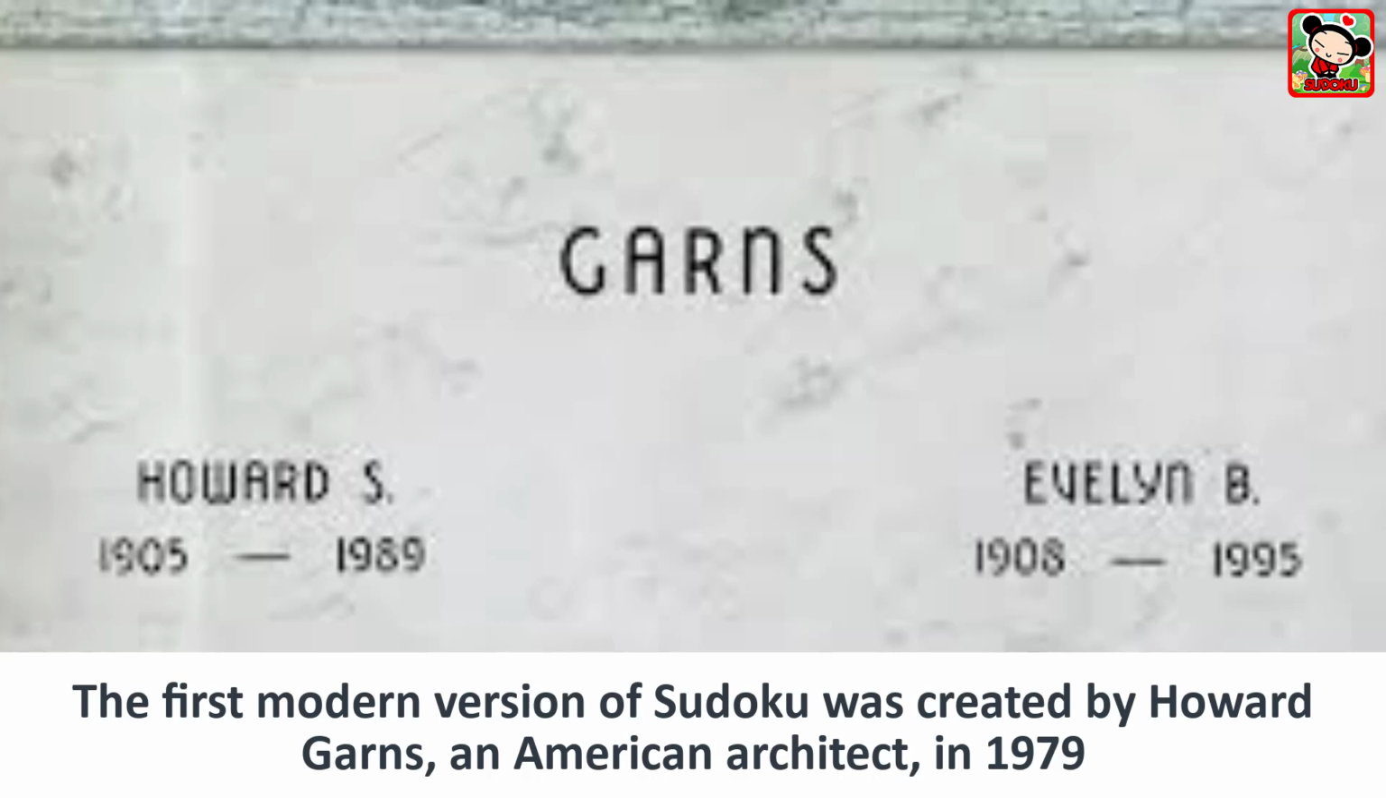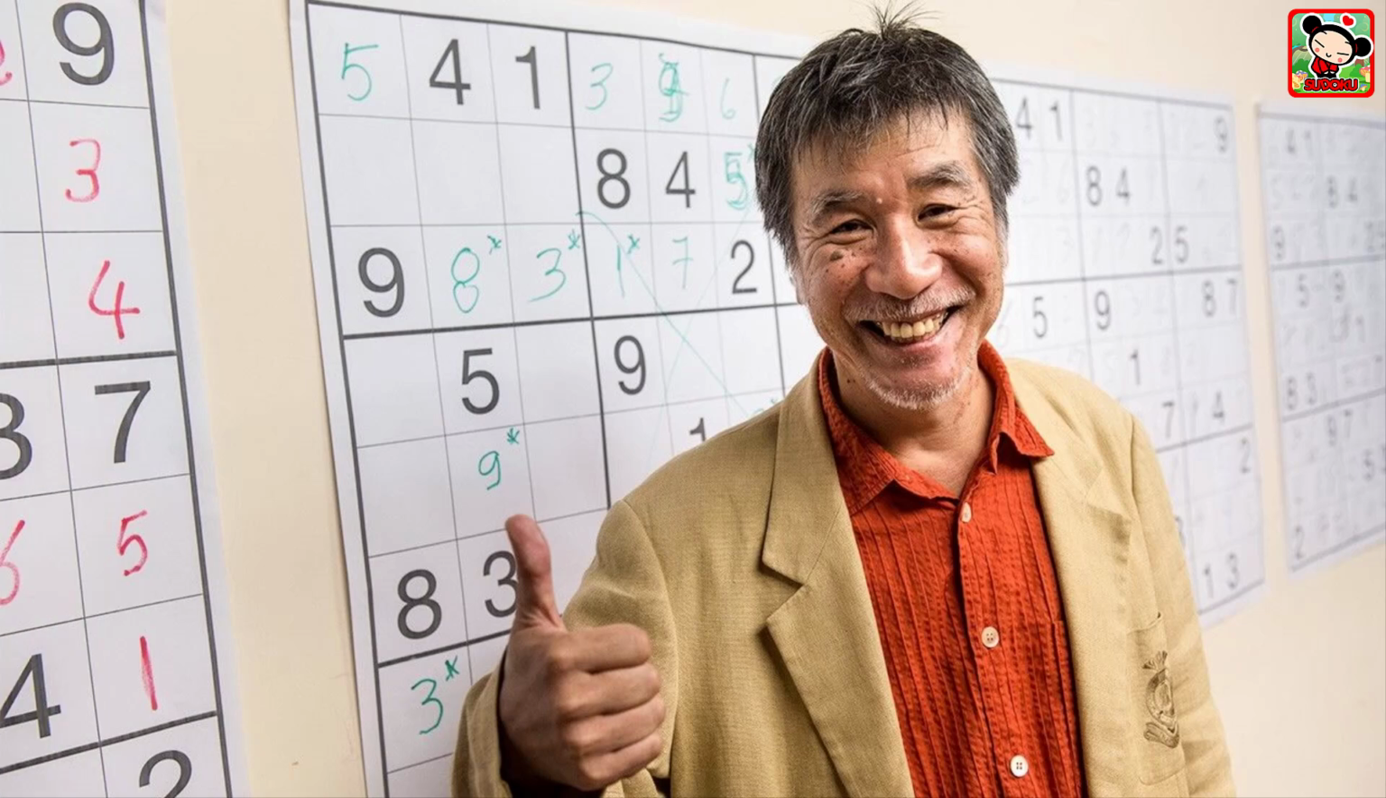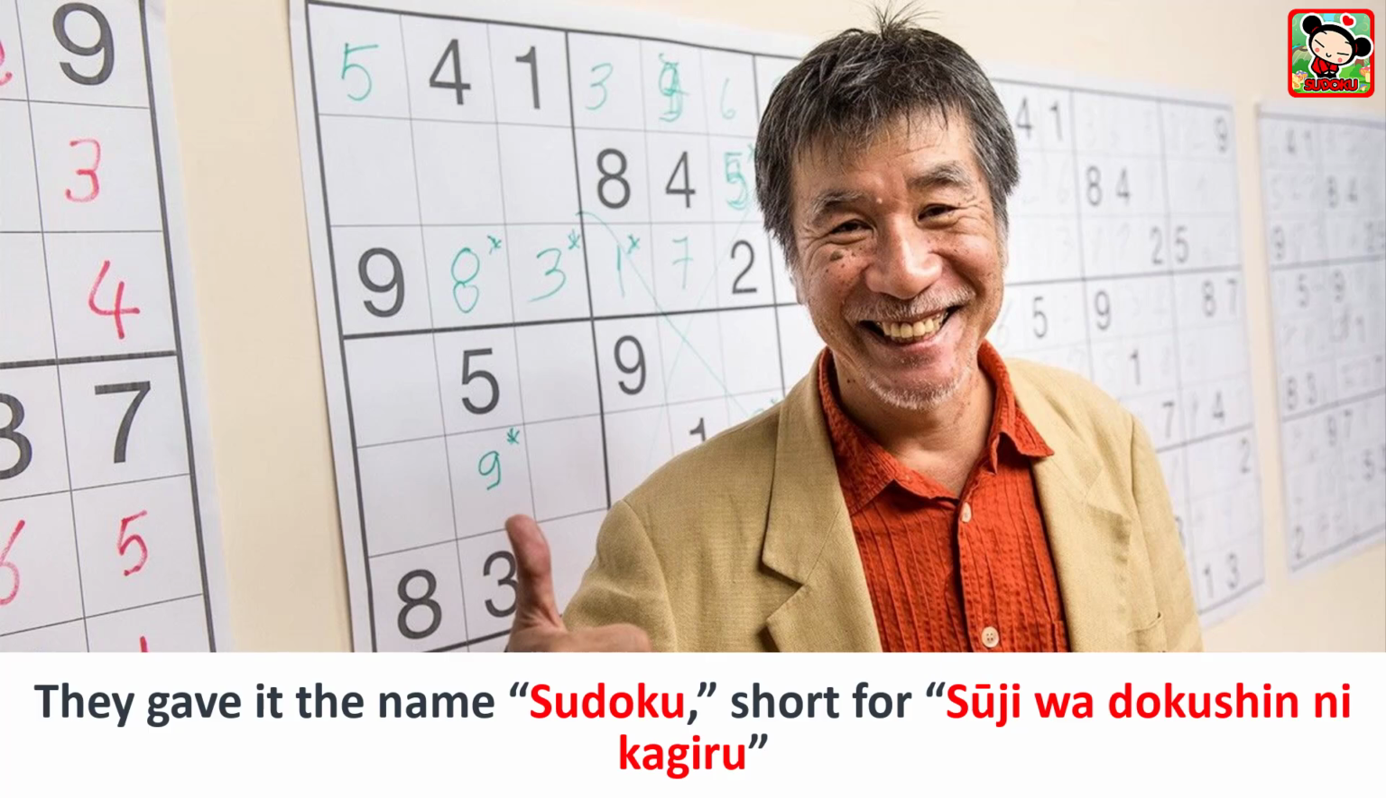It was originally published in a U.S. puzzle magazine under the name Numberplace. The puzzle was introduced to Japan in the mid-1980s by the puzzle company Nikoli. They gave it the name Sudoku, short for Suji wa Dokushin ni Kagiru, which means the digits must be single, or only one number per cell.